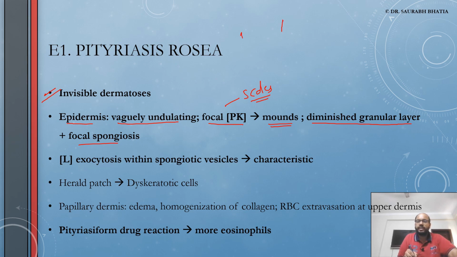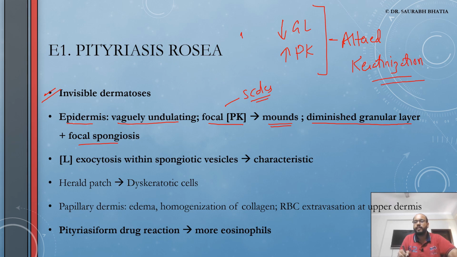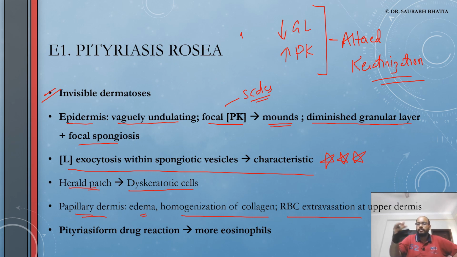The epidermis is vaguely undulating with focal parakeratosis. Remember, wherever you have scales, you will have parakeratosis. Focal parakeratosis, so much so that it can form parakeratotic mounds. So just go back and see the video on psoriasiform tissue reaction pattern, see the segment on pityriasis rubra pilaris, and you will understand what we mean by a parakeratotic mound. There is diminished granular layer with focal spongiosis. So what exactly is happening is that there is altered keratinization. And whenever there is altered keratinization, the granular layer would be decreased.